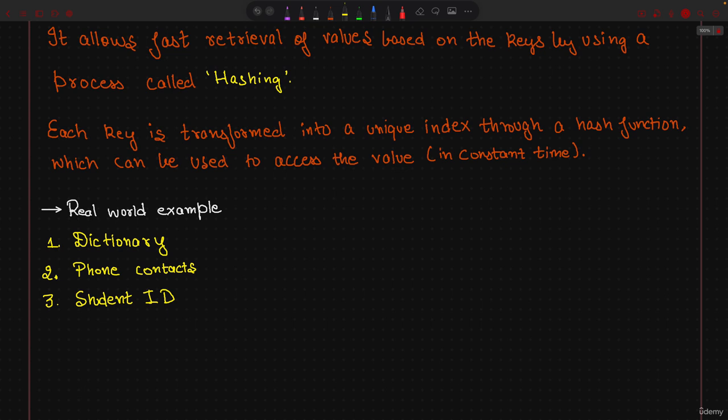Now, all these applications, of course, are very fast, right? We are able to get the information almost instantly. And the reason is that in the backend, they are using hash maps. Now, let us see some practical examples.